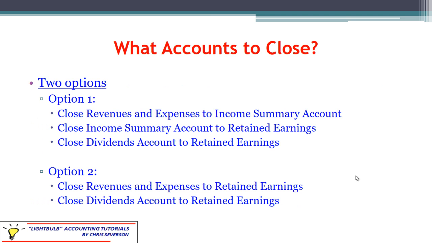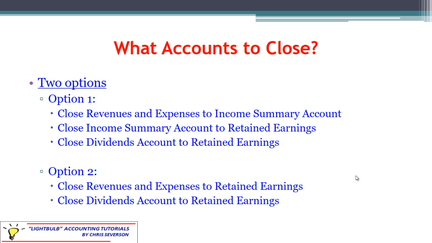Now we have a couple of options here that different textbooks and different instructors go through. Option one is the use of a temporary account known as income summary. The whole goal of the income summary account is just to give you a check figure for what your net income was. We're not going to go through this in much detail, but option one would close revenues and expenses to the income summary account, because keep in mind, revenues minus expenses is net income.